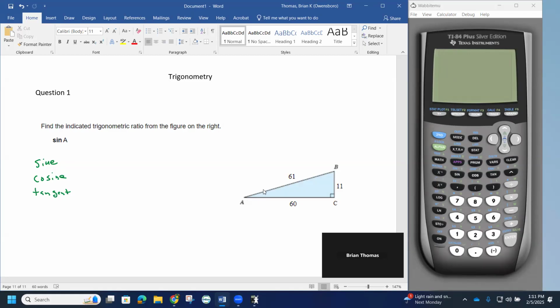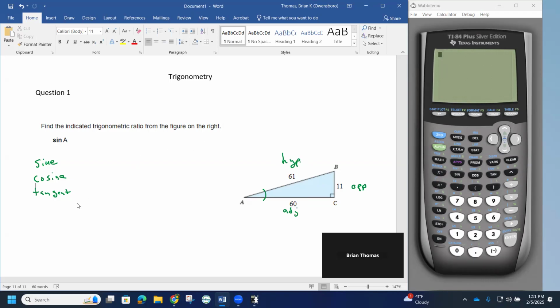So if we're looking at angle A, this side 11 becomes what's called the opposite side. The side next to it, notice how we have this right angle here. So the 11 becomes the opposite side. The 60 becomes the adjacent side. And then opposite the right angle, this is referred to as the hypotenuse, or we abbreviate it HYP, hypotenuse.